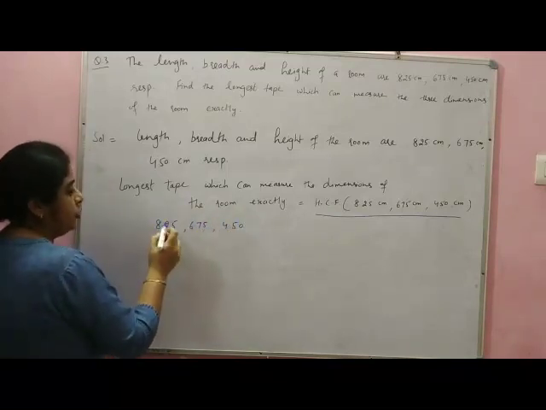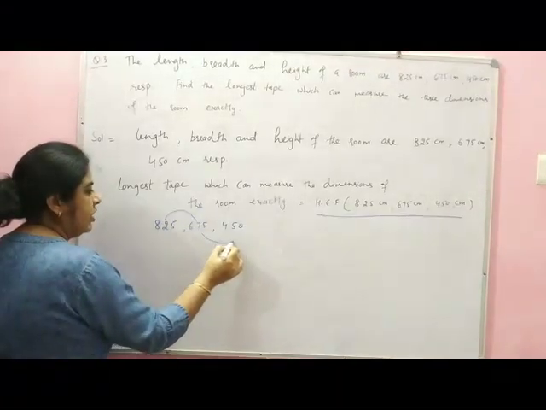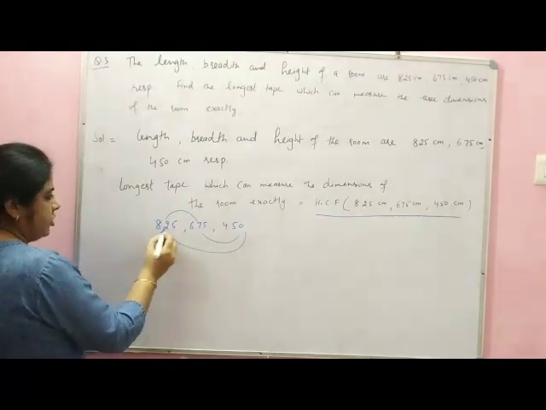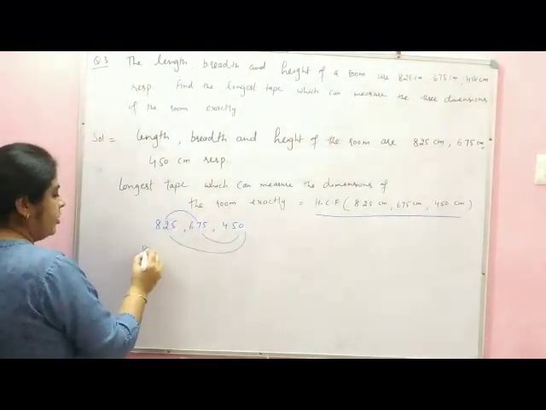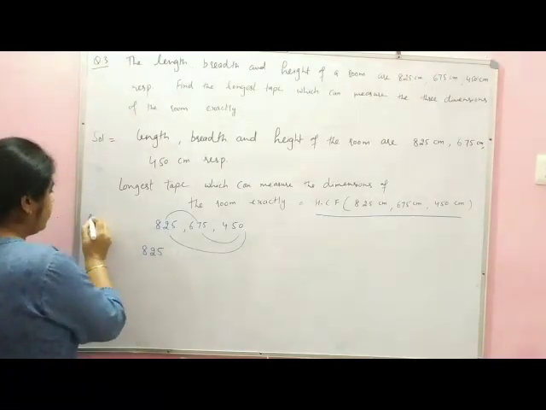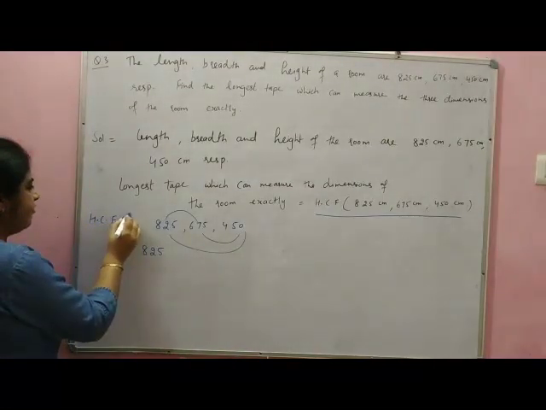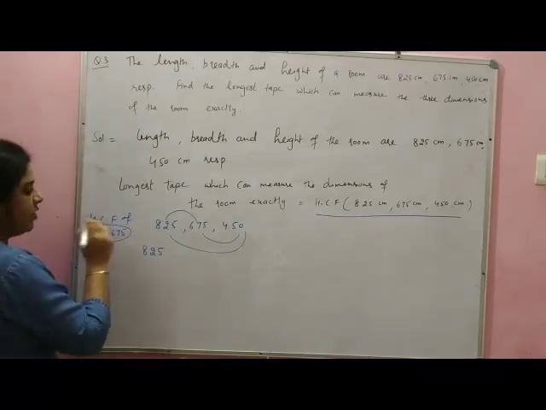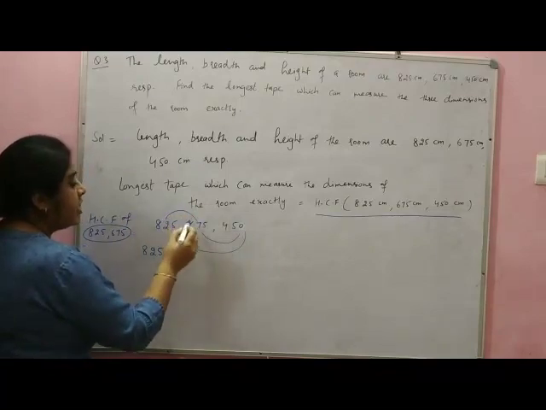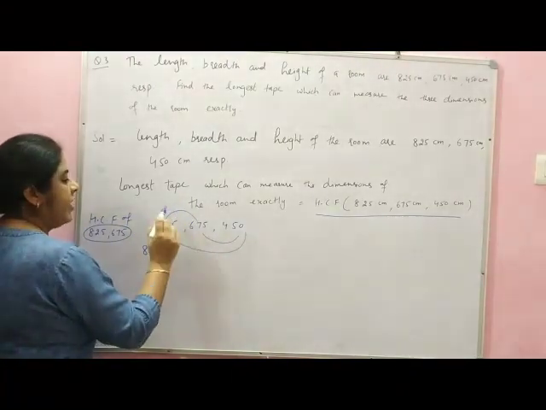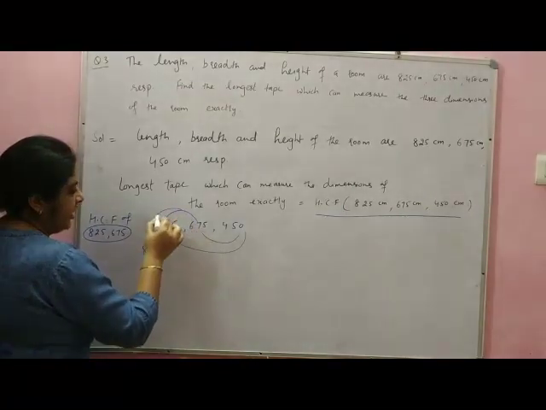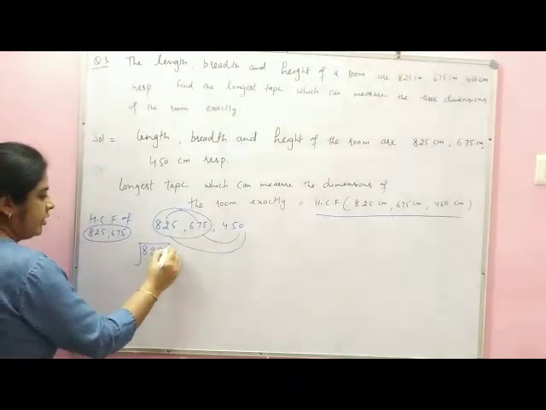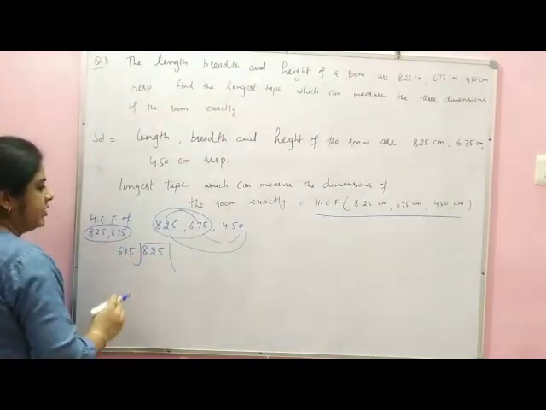Students, it's your wish. Choose either these 2 or these 2 or these 2. Take 2 numbers first. Just suppose I am taking these 2 numbers. Larger is 825. It means first we are finding the HCF of 825 and 675. When we are finding the HCF of 3 numbers, first we find the HCF of any 2 of the numbers. So we are taking these 2 first. This is the larger, keeping inside, keeping 675 outside.